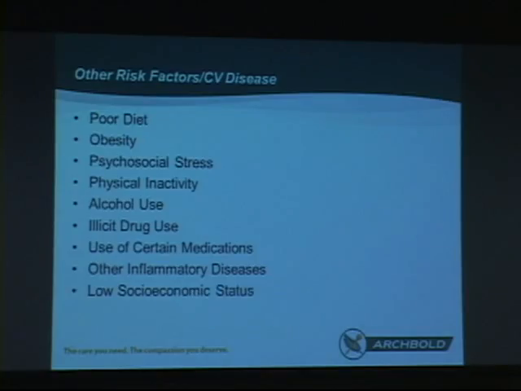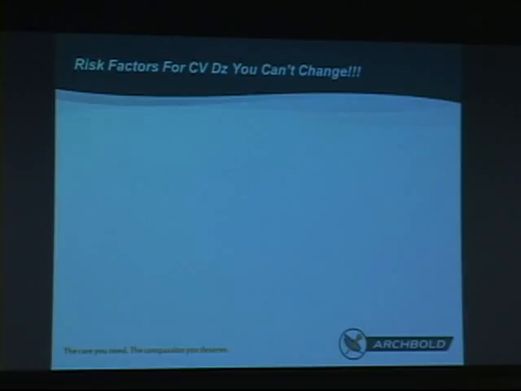Okay? Rheumatoid arthritis, lupus, other things. Okay? And the last thing, two last thing is socioeconomic status. And this is something, although it's put in the modifiable risk factor, sometimes the circumstances are such that you can't change that. Okay? All right, so what about the risk factors you can't change, no matter what you want to do?